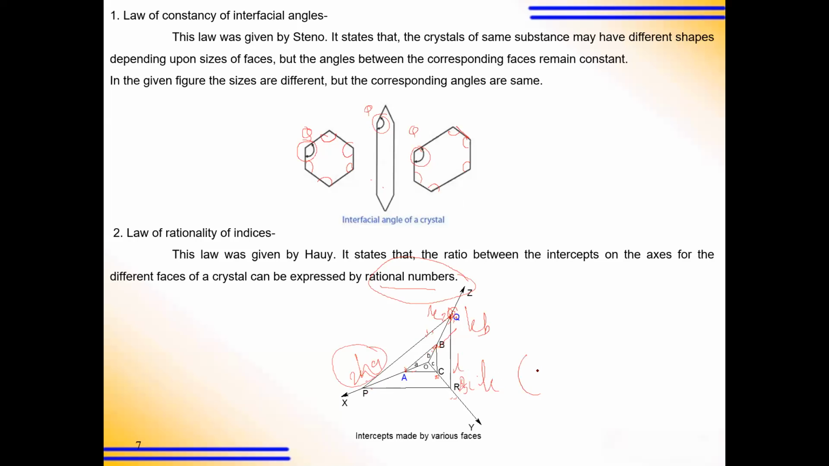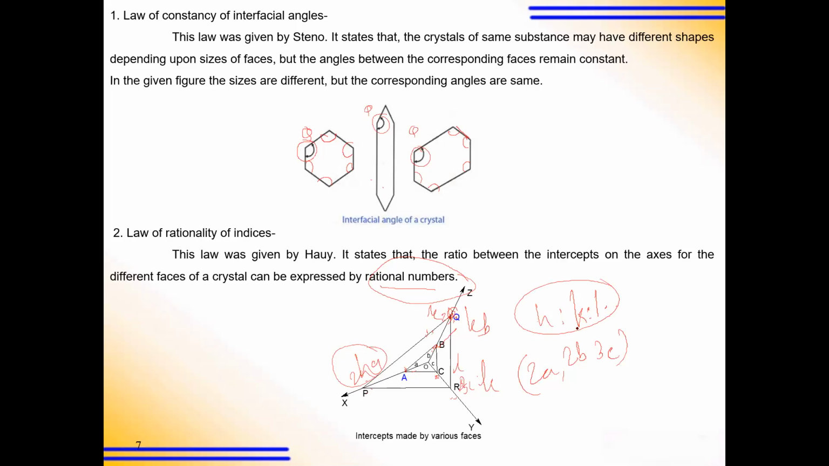आता हा HA, KB अँड LC हाच काय 2A, 2B and 3C. Okay. So then this ratio of intercept made by the given crystals in the terms of standard of unit cell, that is the H, K and L. So this is the ratio of HKL.